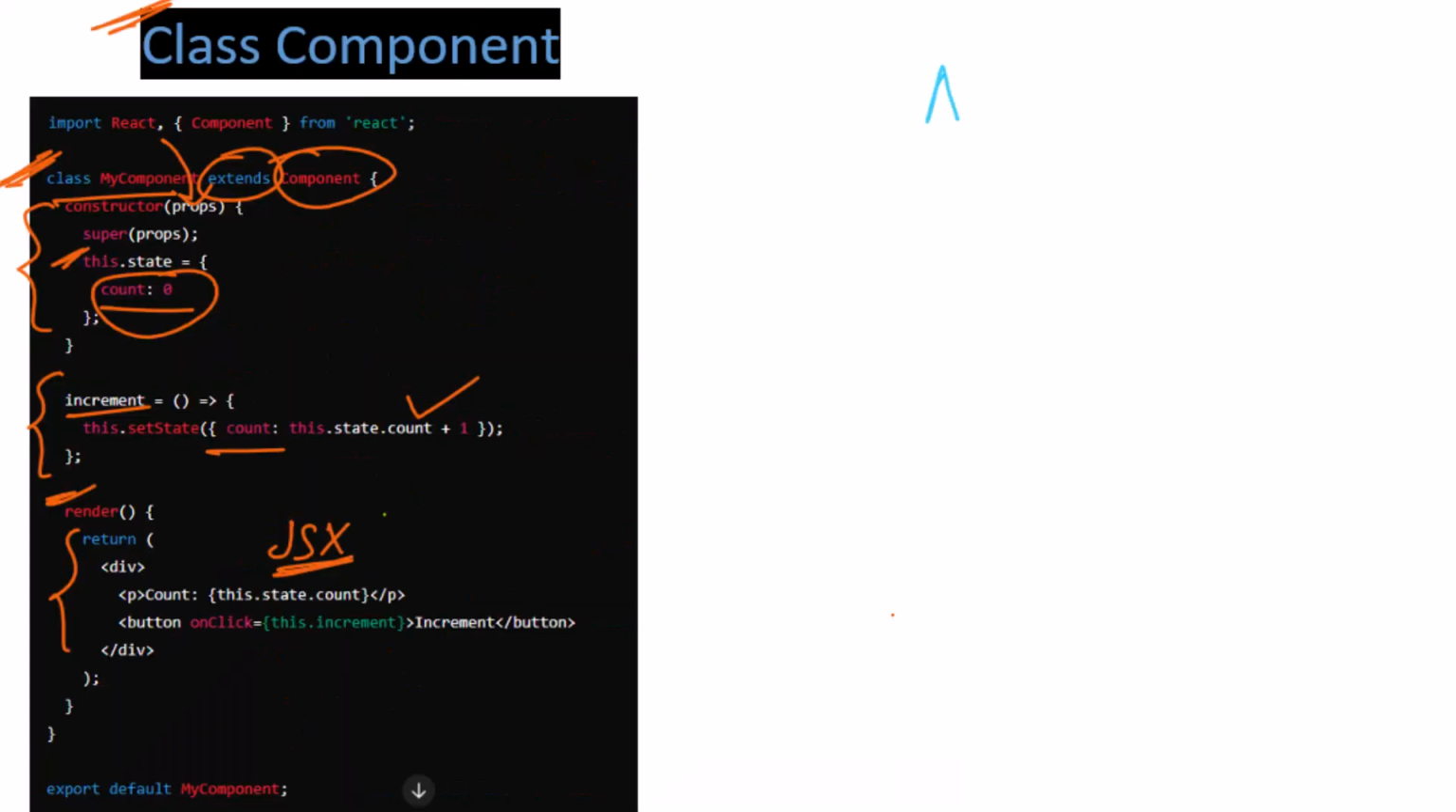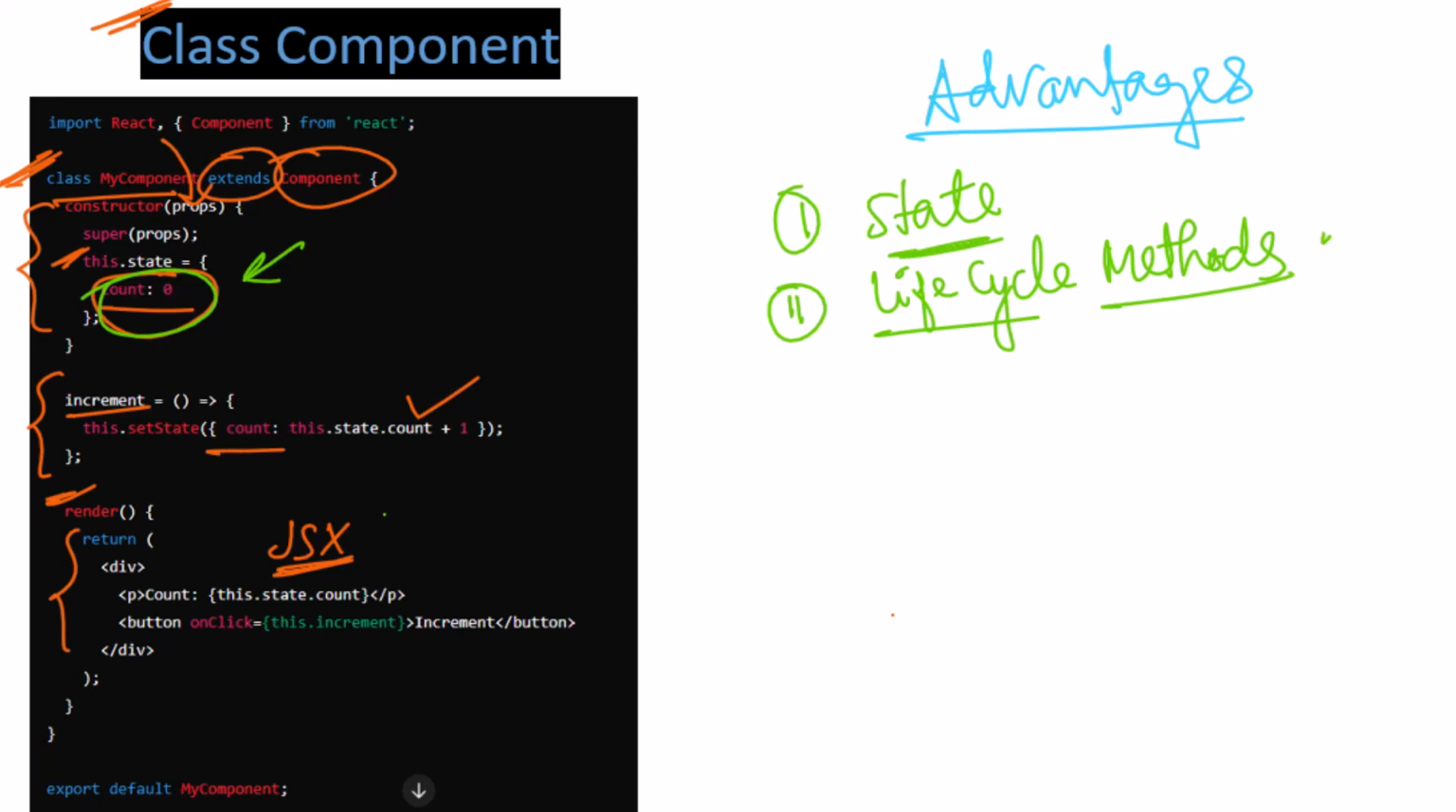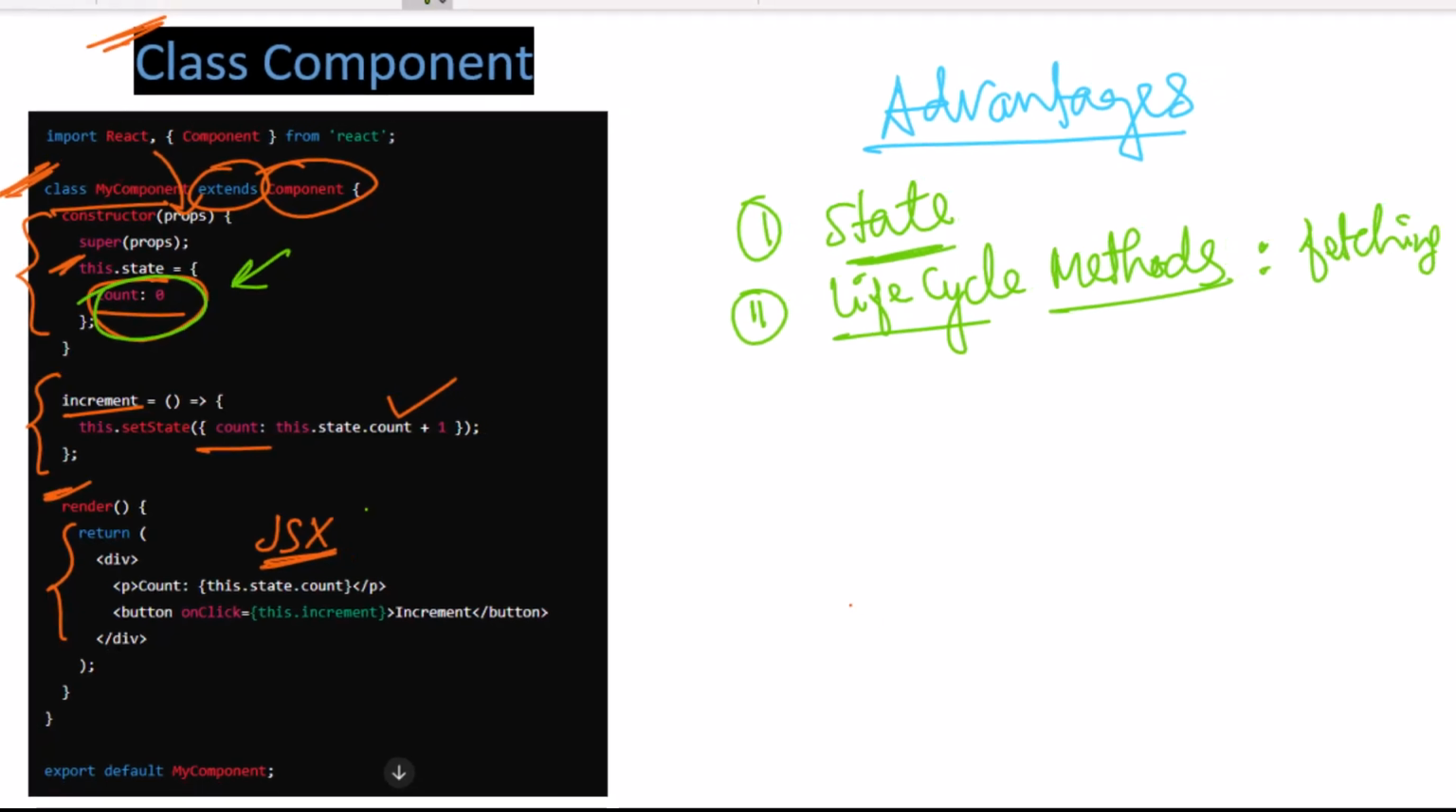So let's now talk about few of the advantages of using class components. So first of all, class components can hold and manage their own state. So here the class component has their count state. Secondly, class component has access to lifecycle methods, which are helpful in fetching the data and also performing other side effects. Thirdly, class component has access to this keyword, which is used to refer to the component's instance.